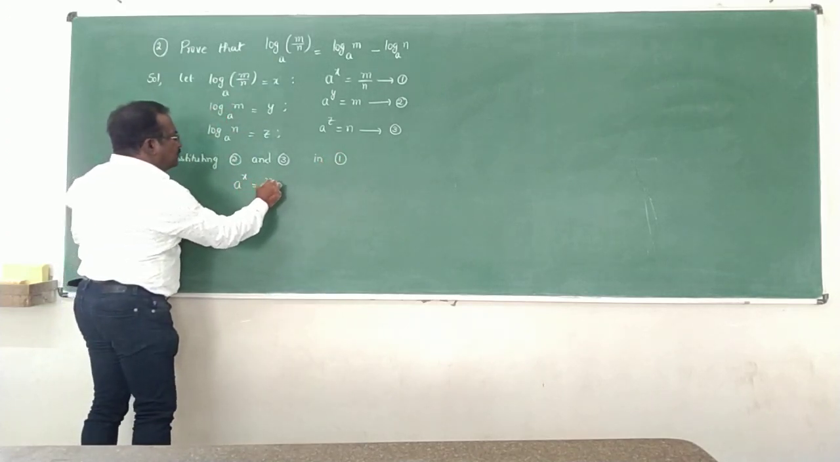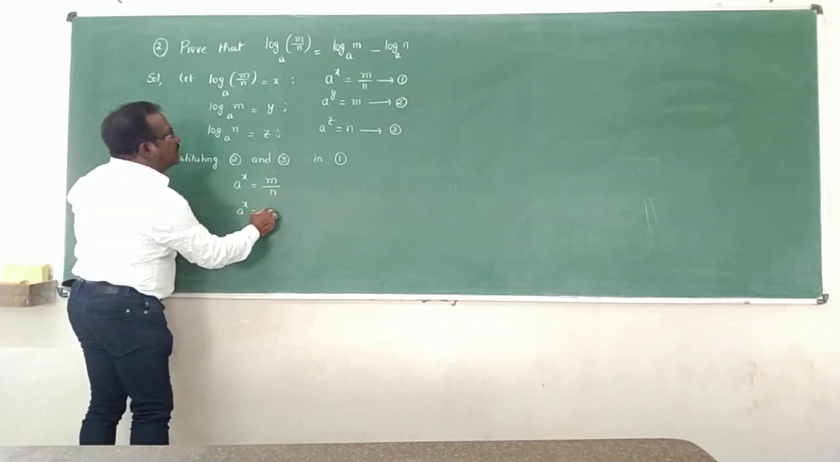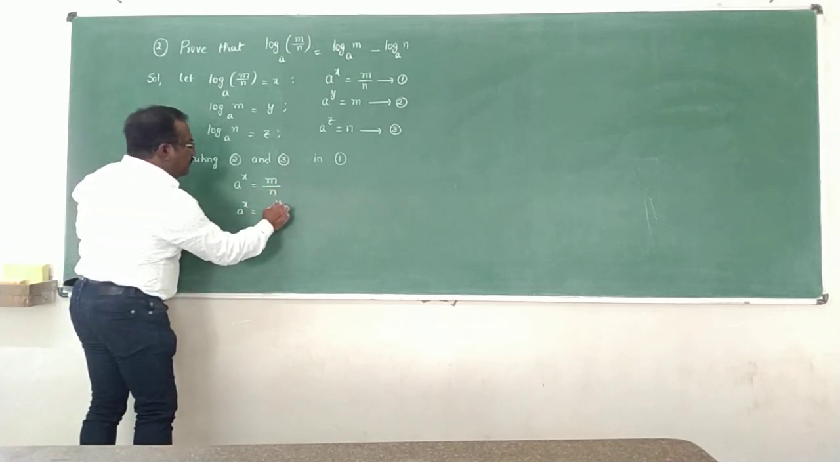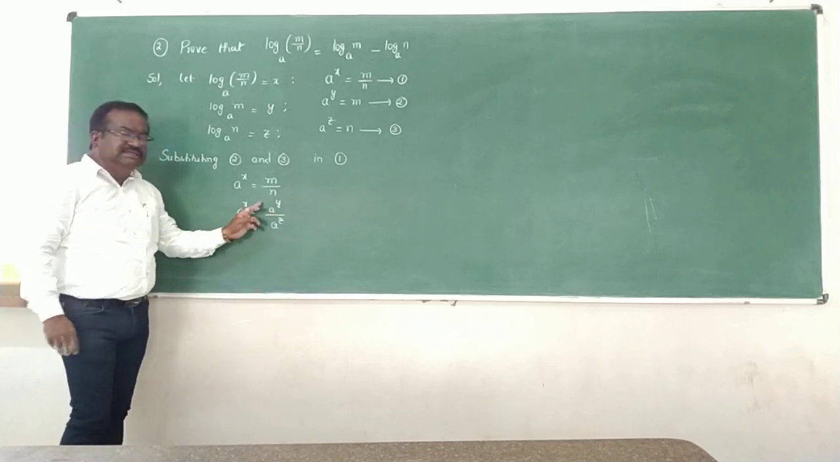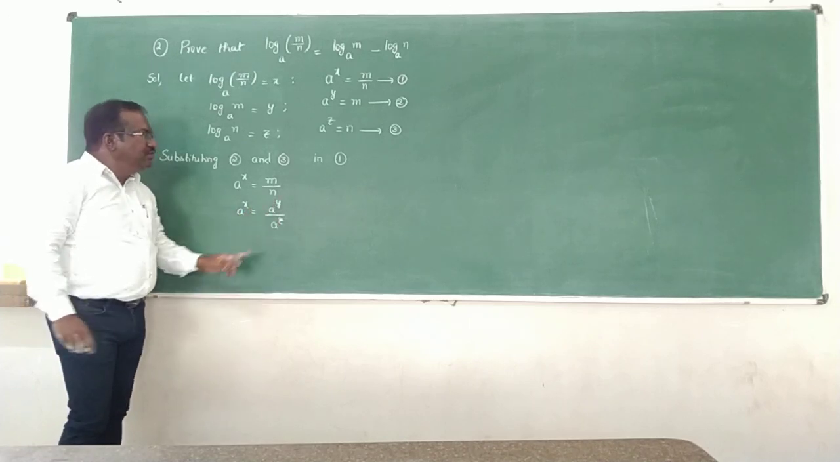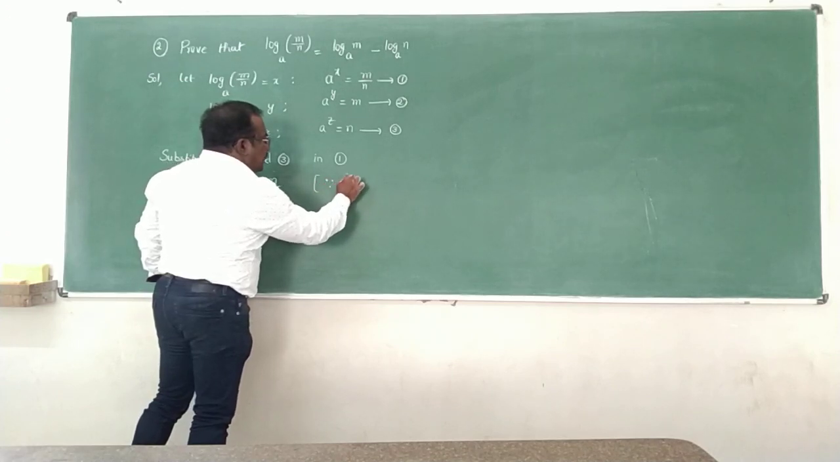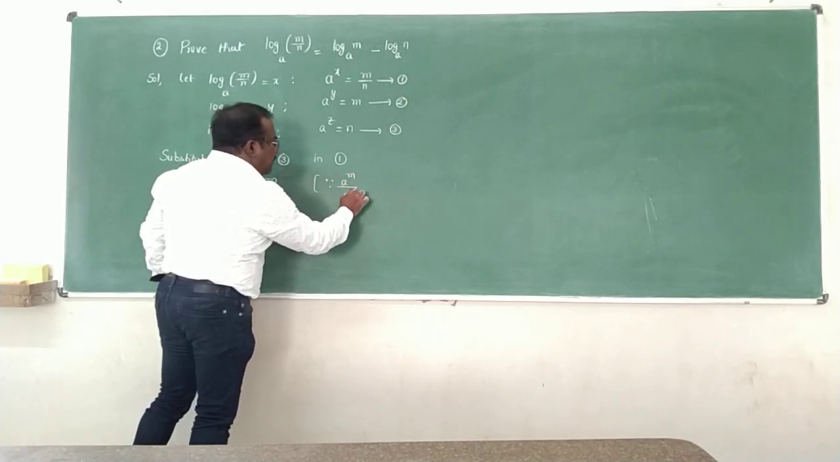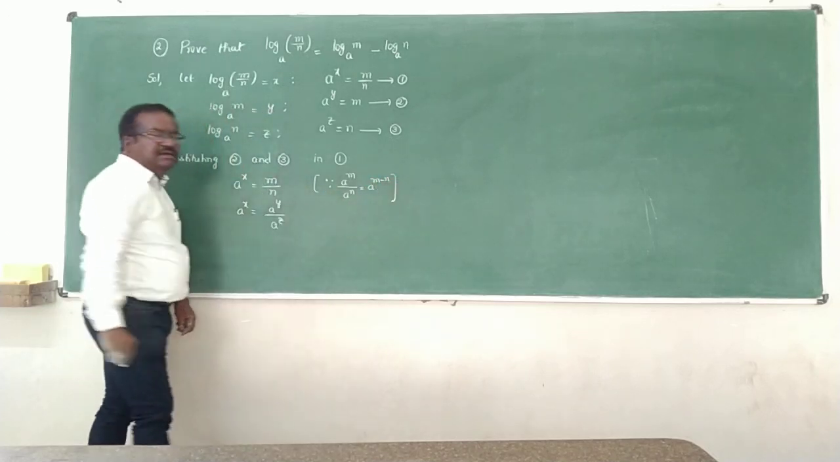a^x = m/n. That is, a^x = a^y / a^z. We already wrote this in the law of indices. a^m / a^n is equal to what we have written. I am writing again here, children. Since we know that a^m / a^n = a^(m-n), children.